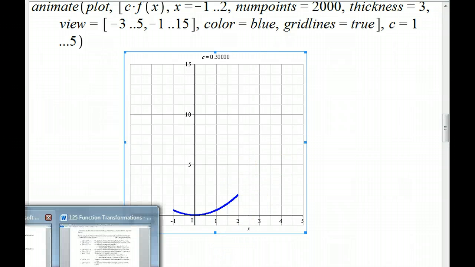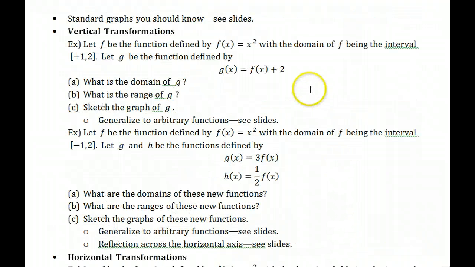So that's what's happening for the vertical transformations. Notice we're doing an outside change in each of these functions. We're adding a number or subtracting a number on the outside. We're multiplying by a number on the outside. That affects the graph only in a vertical way. It only affects the range, not the domain. So adding or subtracting moves the graph up or down. Multiplying by a number either stretches it if the number is bigger than 1 or compresses it if the number is less than 1.